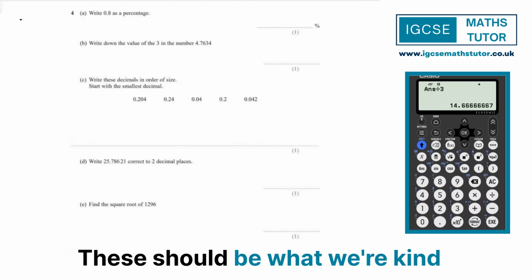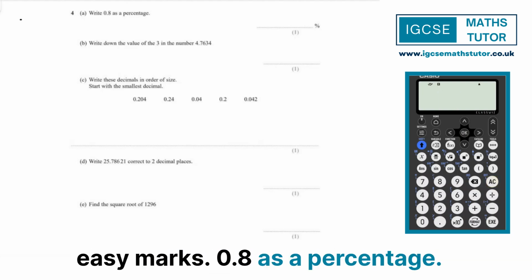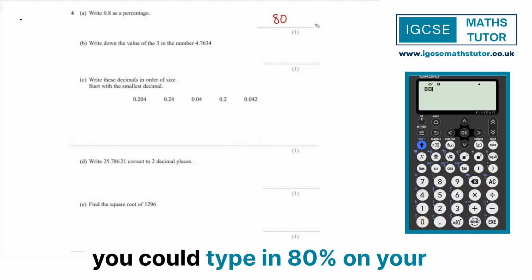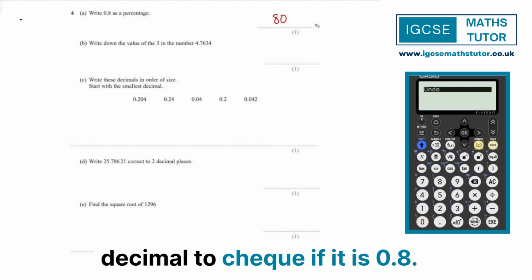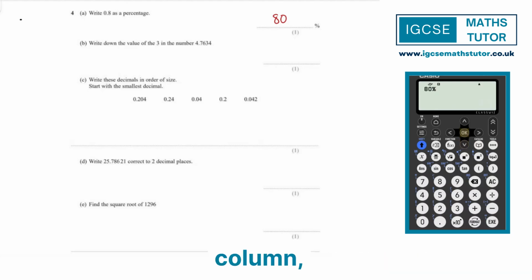Question 4, these should be what we're kind of happy to see, nice easy marks. 0.8 as a percentage, well, that's 80%. Remember, you could type in 80% on your calculator and get it to a decimal to check if it is 0.8. For part B, the 3 is in the thousandths column, so you could write 3 thousandths, or you could just write 0.003.